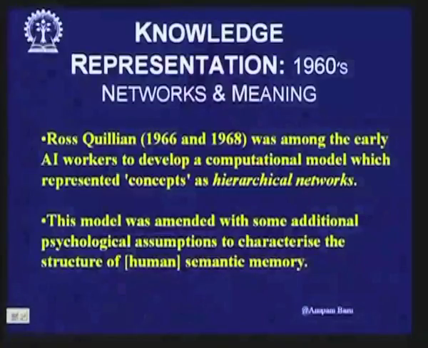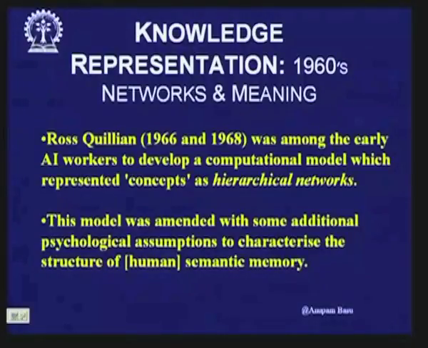Now, the idea of semantic nets dates back to 1966, and through two very important papers that were written by Ross Quillian, who was one of the early workers of AI, and who tried to develop a representation of meaning.